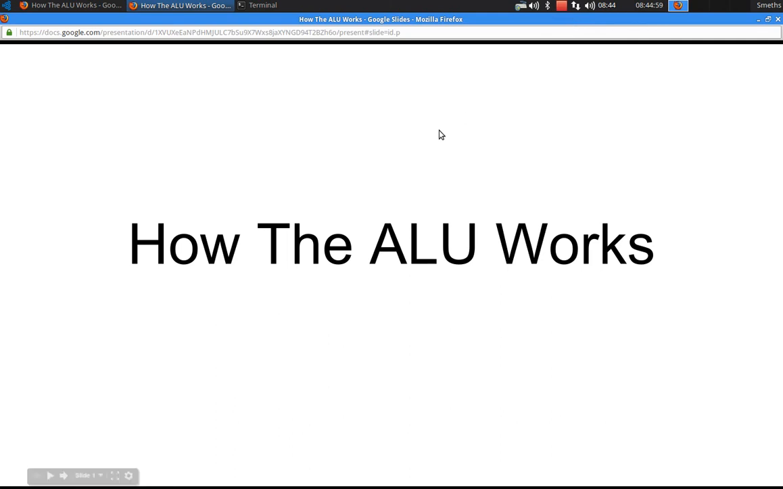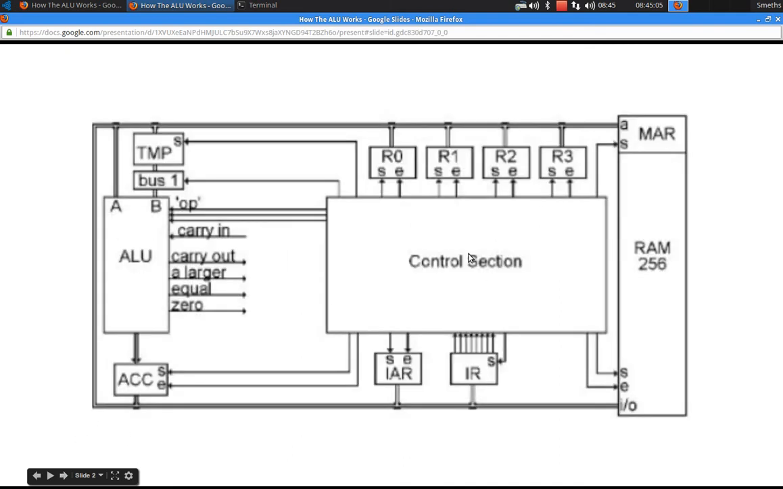Hello, this video is going to be on how the ALU works. It's part of the processor and it fits in with everything else as shown on this slide. You've got the control section here, the RAM here, and the ALU here. And effectively, according to what operation the control section tells the ALU to do, it will perform various arithmetic or logical operations on it. The ALU is the arithmetic logic unit, if I've not already said that.